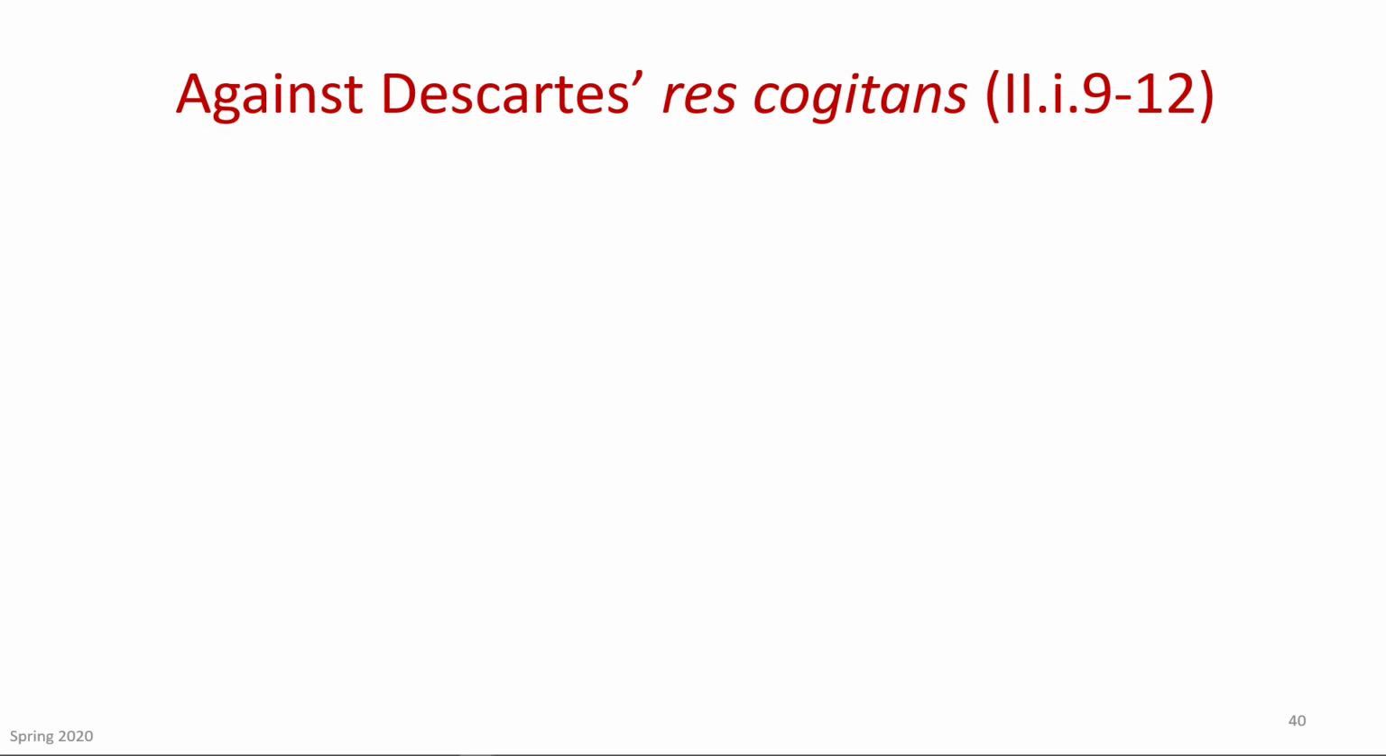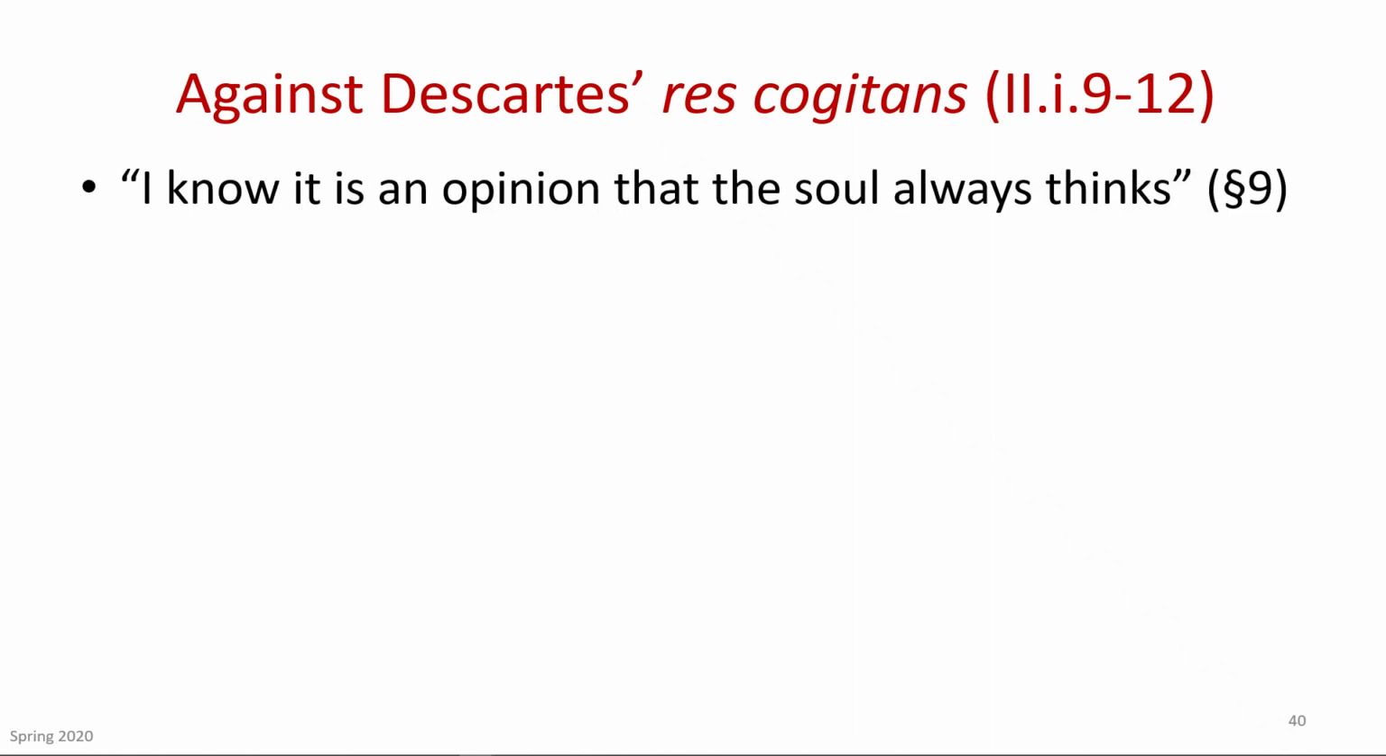But this is an example of the way that Locke objects to these kind of metaphysical speculations about the nature of the mind, and he wants to show how those speculations have bad consequences for clear thinking about what our power of knowing is. And so I think we can identify Descartes as the target when Locke says here in section 9 of chapter 1, "I know it is an opinion that the soul always thinks."